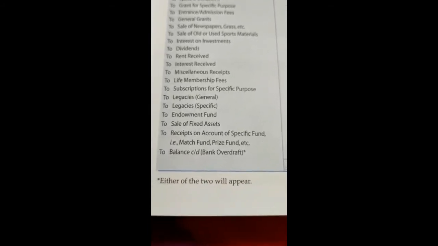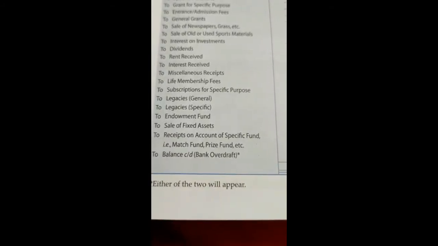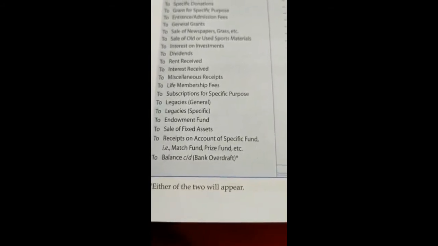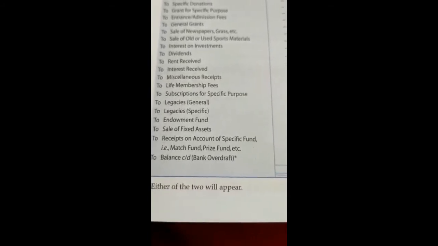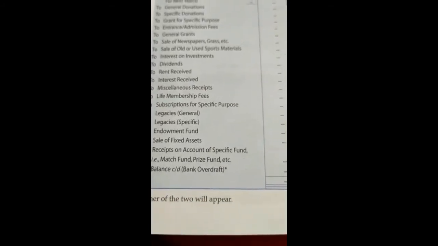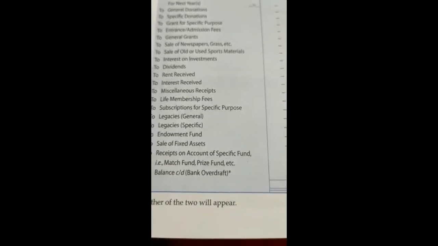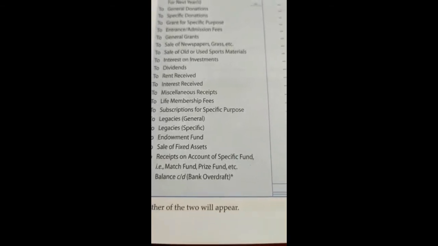say for example, pavilion fund. So for building the pavilion, they are requesting their members to pay the money. So if the members are depositing the money in that fund, this will again become the receipt for this fund. Now how does this fund work? Say they have given the example match fund, prize fund. Say for example match fund, so that fund is created for some match or some tournament.